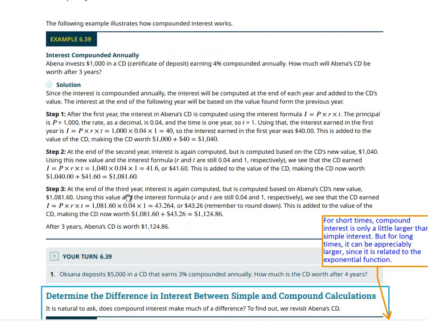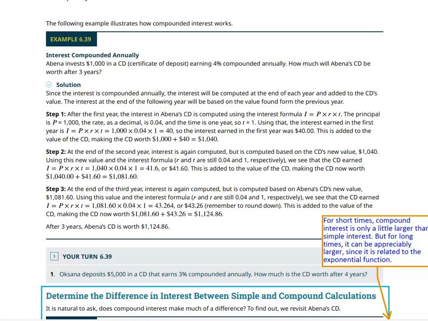All right, so here is an example. Interest compounded annually. Ambina invests $1,000 in a CD, certificate of deposit, earning 4% compounded annually. How much will Ambina's CD be worth after 3 years? If it was simple interest, she would earn 4% of $1,000, $40 every year, and it's 3 years, so 40, 40, 40, $120, and she would come out with $1,120, but it's compounded annually.